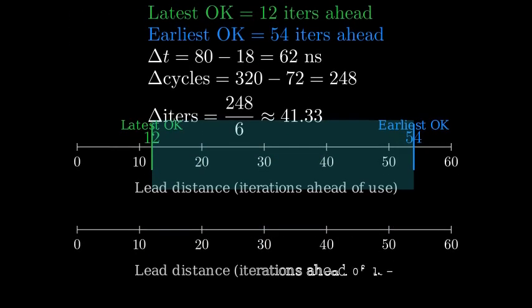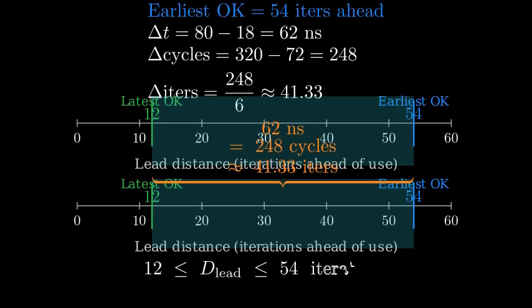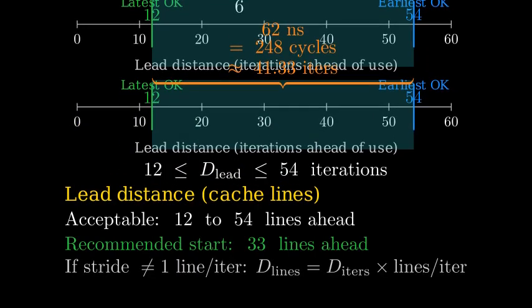The width of the band is the slack, 62 nanoseconds, which equals 248 cycles, or about 41.3 loop iterations. We write this as an inequality for any acceptable lead distance d between 12 and 54 iterations ahead. If the loop streams one cache line per iteration, the lead distance in iterations equals the lead distance in cache lines. Therefore, any lead between 12 and 54 cache lines ahead will be timely.